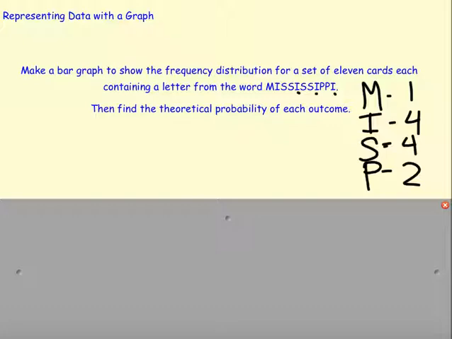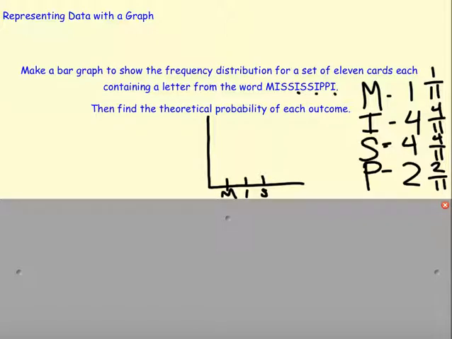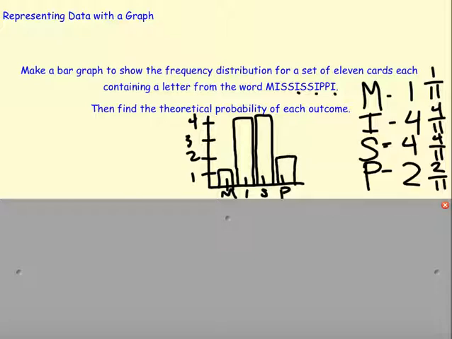So we could say that the theoretical probability of each of these, M would be 1/11th, I would be 4/11ths, S would be 4/11ths, and P would be 2/11ths. And we could show this frequency distribution by saying we have all of these letters. Okay, we just need to show the unique letters, and then we will show the frequency distribution. So I'll go by ones to show that M only happens once, I happens 4 times, S happens 4 times, and P happens twice. Okay, so that's our frequency distribution of this data.